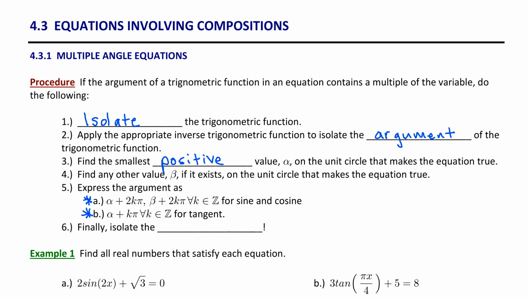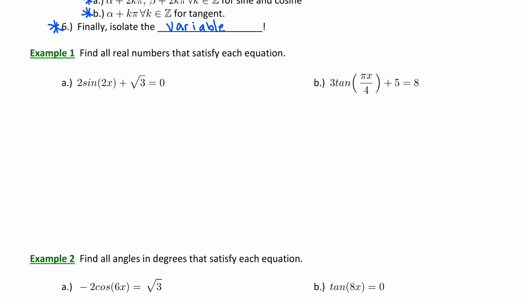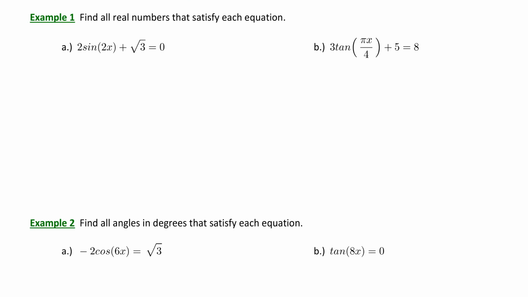Now, once I have finished that, then step 6, finally, I can isolate the variable. Do not do this step too early. It will be tempting, but wait till the very last step to isolate the variable. Let's give this procedure a try on example 1. Find all real numbers that satisfy each equation. Remember, this is code for find every single solution in radians.